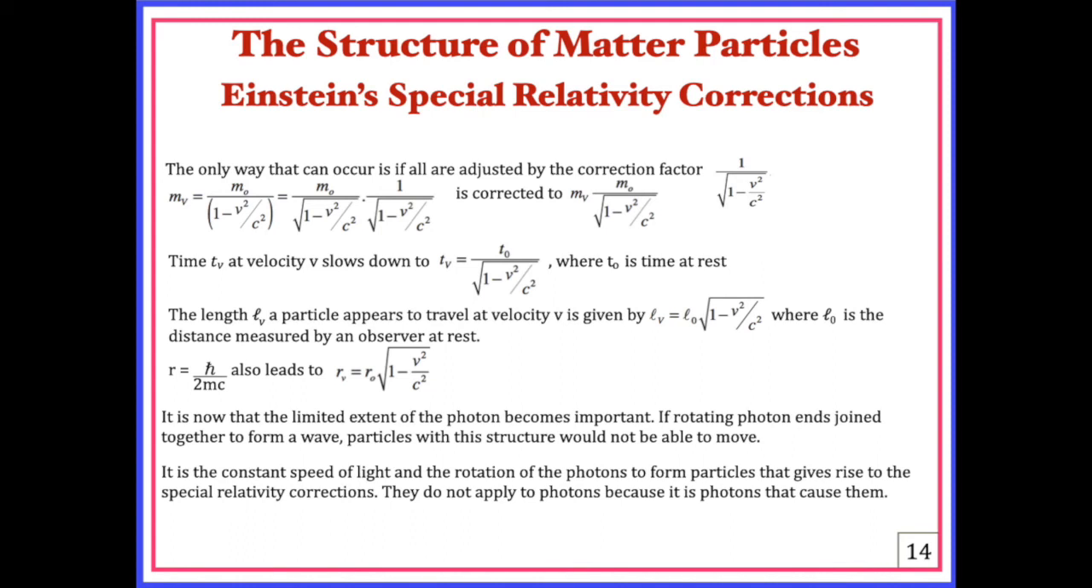Time, t at velocity v, becomes tv equals t naught over the square root of 1 minus v squared over c squared. The length LV traveled by a particle becomes LV equals L naught times the square root of 1 minus v squared over c squared. The other relativistic correction here was the change of a particle's radius with velocity. Even if it wasn't derived theoretically, it would be determined from the calculated radius of r equals h bar over 2mc because of the increase of mass with velocity.